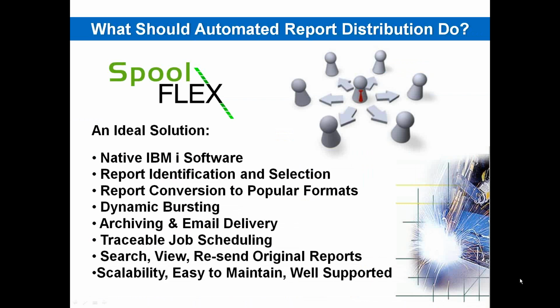So the question begs, what should a report distribution solution look like? Well, I've listed some of the key features here. Ideally, I prefer a native IBM i software solution because it doesn't require any additional hardware and you never have any issues with operating system incompatibility or brownouts or any of the associated issues there. It should be a comprehensive solution allowing you to set up filters to select just the right spool file, a built-in email and scheduling. But most importantly, I suggest considering scalability, long-term maintenance, and support.